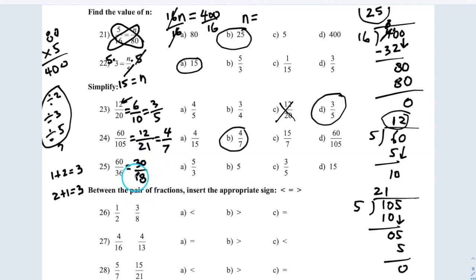Can I keep dividing by 2? Yes, 0, and 8 is an even number. So 30 divided by 2, 15. 18 divided by 2 is 9. Can I divide by 3? 15 divided by 3 is 5. 9 divided by 3 is 3. So that's how you simplify. Times table, they have to be on point. Make sure you practice your times table.